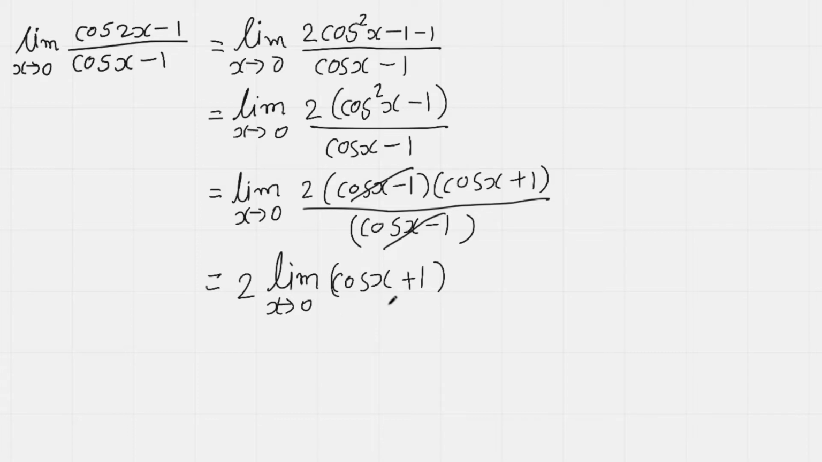Now there is nothing in the denominator, so we can substitute the limit as x approaches 0 directly into this function. So this will be equal to 2, and cos 0 is 1, and plus 1 as it is. So this is 2 times 2, that is 4. So the limit of our function as x approaches 0 is 4.